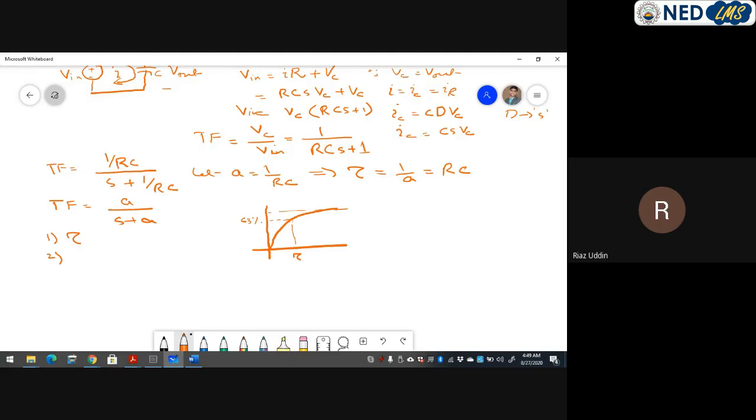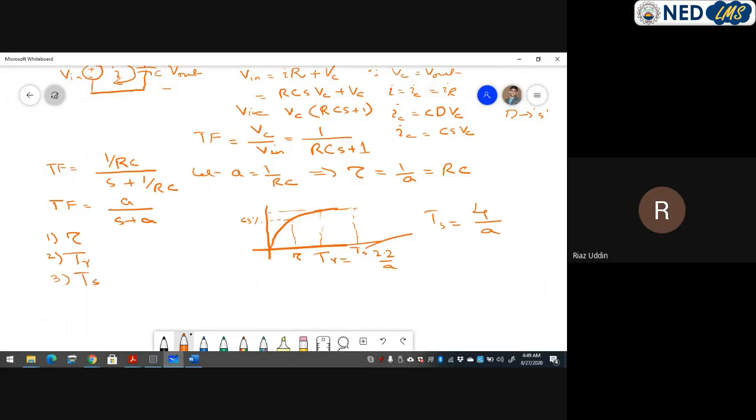But we have another two different parameters. One is the rise time, which according to the definition becomes TR, and the formula of TR is 2.2 upon A. You can derive it. And you have another parameter called the system settling time, TS, and the definition of settling time could be 4 upon A. So for any system you can find tau, rise time, and settling time.